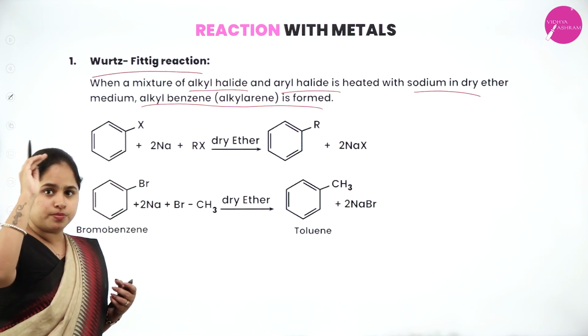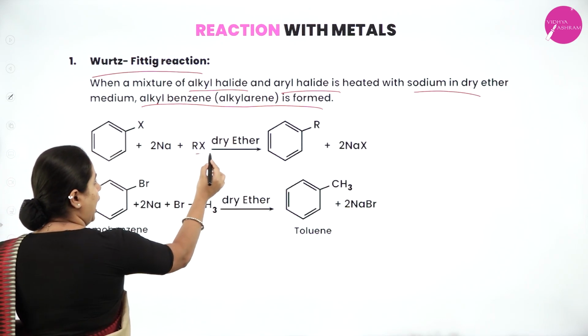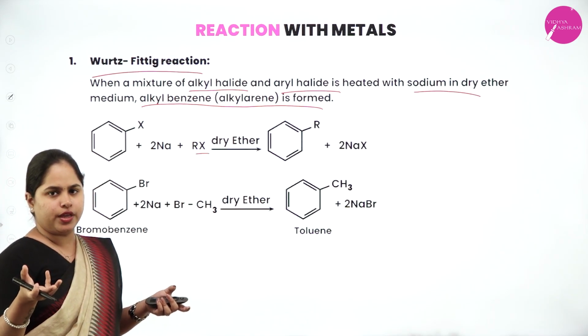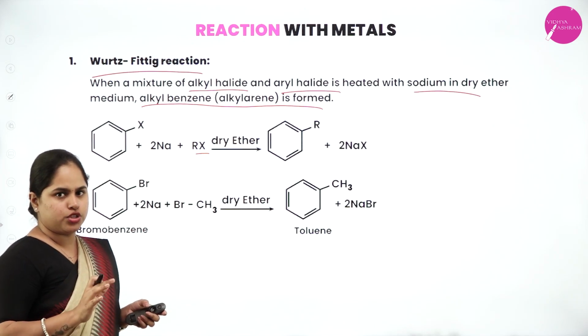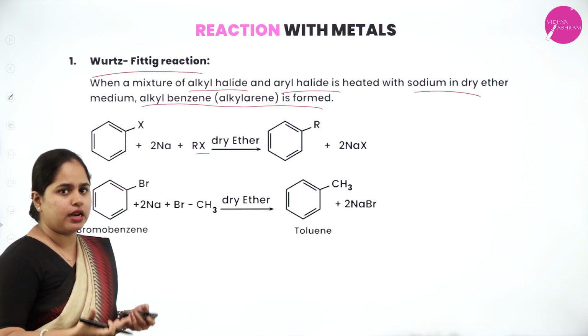So in the case of the Wurtz reaction, what did we use? Only alkyl halide was used. Two alkyl halides were used, with 2 moles of sodium. So what will we get? The alkyl parts will combine together and you will get an alkane.